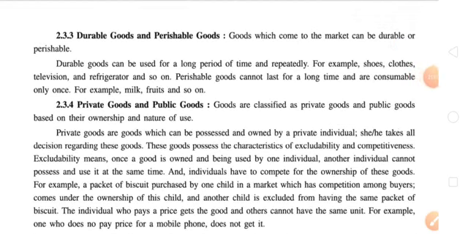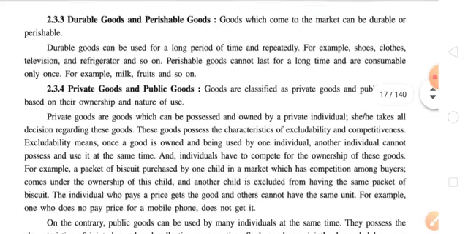Third point, durable goods and perishable goods. First of all, let us understand the difference between these two. All those goods which are used or which can be used for more than once come under the category of durable goods, while all those goods which cannot be consumed more than once come under the category of perishable goods. Now after this discussion, let us discuss this point in detail.